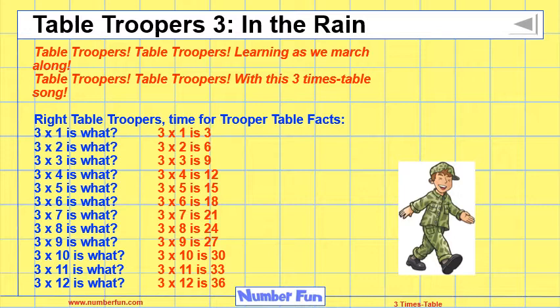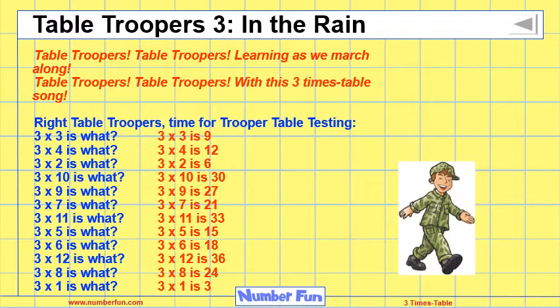3 times 1 is what? 3 times 1 is 3. 3 times 2 is what? 3 times 2 is 6. 3 times 3 is what? 3 times 3 is 9. 3 times 4 is 12. 3 times 5 is 15. 3 times 6 is 18. 3 times 7 is 21. 3 times 8 is 24. 3 times 9 is 27. 3 times 10 is 30. 3 times 11 is 33. 3 times 12 is 36.